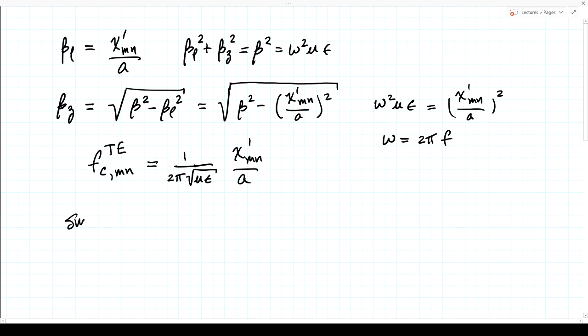Now, if you look at that short table we had of the chi prime mn values, the smallest, which will give us the smallest cutoff frequency, is chi prime 1,1, which is 1.8412 to 4 decimal places. And so that would be the minimum TEz cutoff frequency, the smallest of all the cutoff frequencies. And we'll see that it would be the smallest even if we also include the TMz modes. So this will actually end up being what we call the dominant mode, the one that can be used in single mode operation. We can operate over a range of frequencies for which only this mode can propagate.